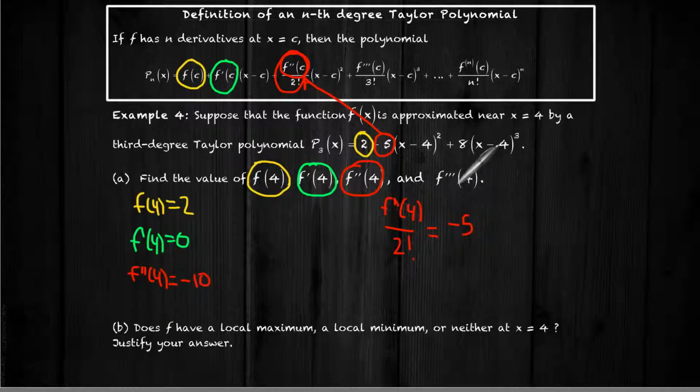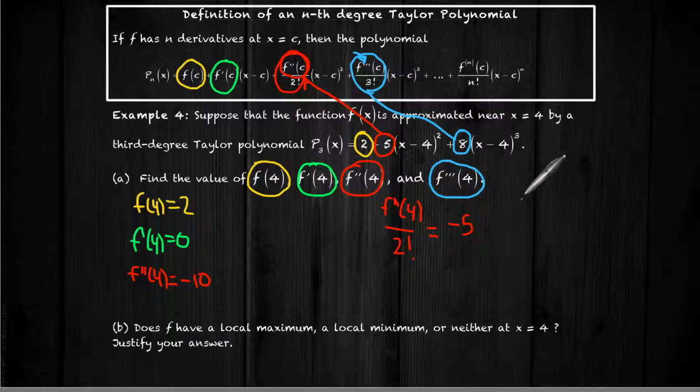And we need to do the same thing for f triple prime. So f triple prime of 4 is going to be this piece here. And we see that 8 is the number in front of (x minus 4) cubed. So 8 must be equal to this entire expression there.